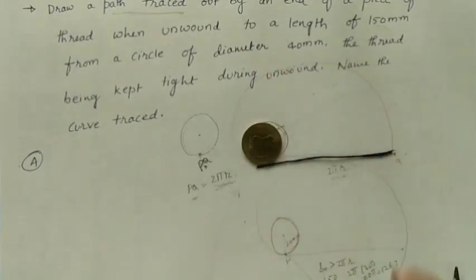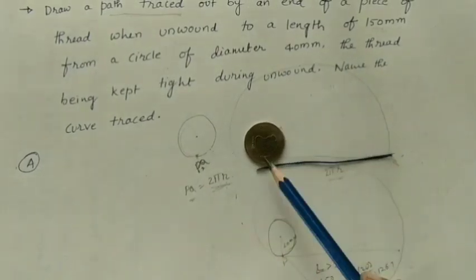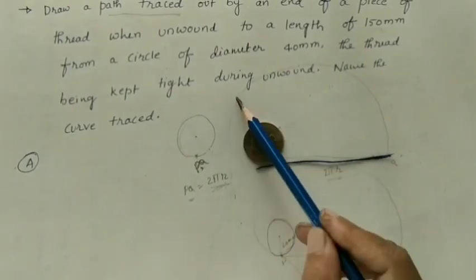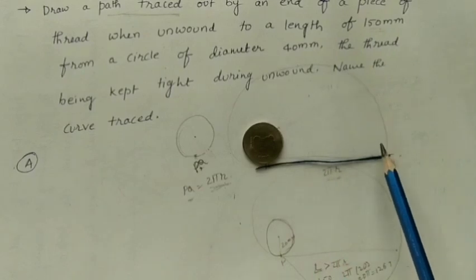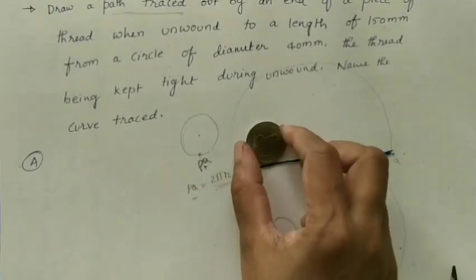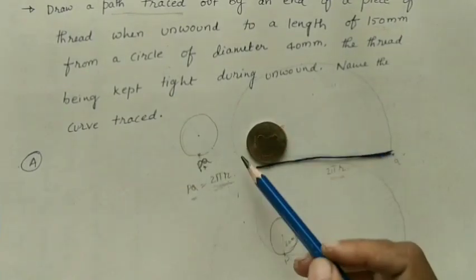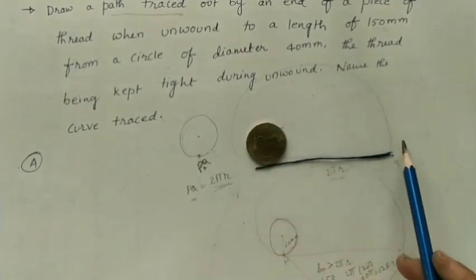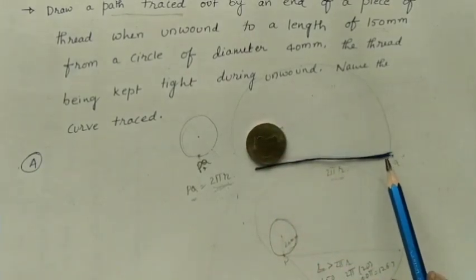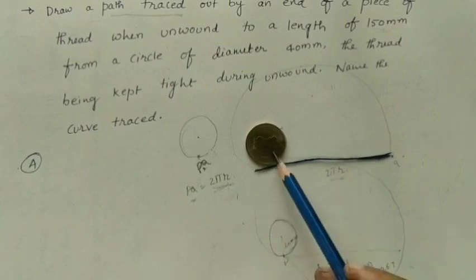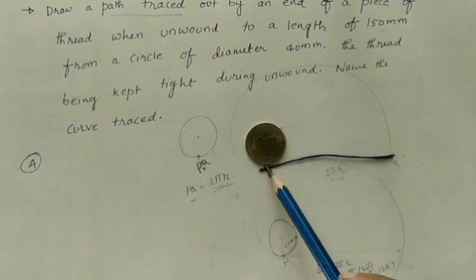This curve is called an involute. Path of Q point: initially it is here, again it is coming here, it is coming like this during unwinding. So how to define an involute? It is a curve traced out by an end of the thread when it is unwound from a circle or polygon, the thread being kept tight.